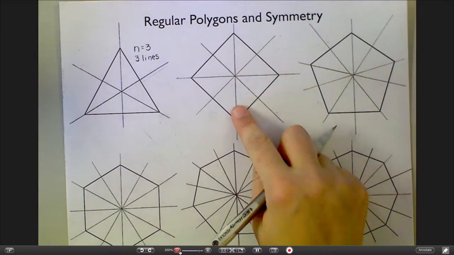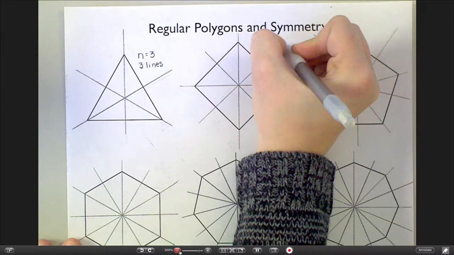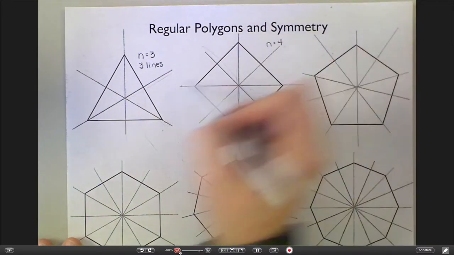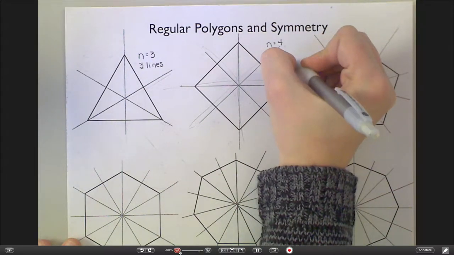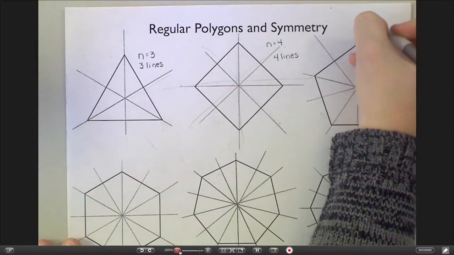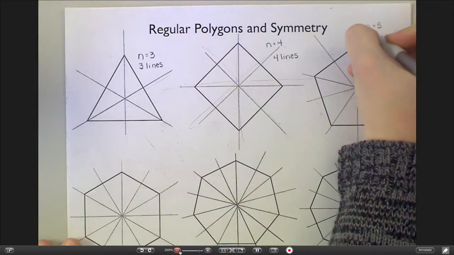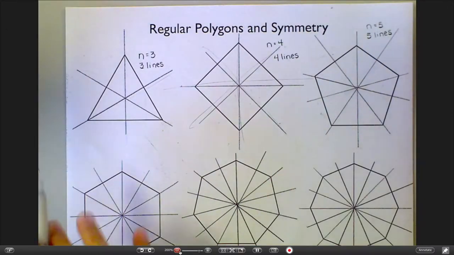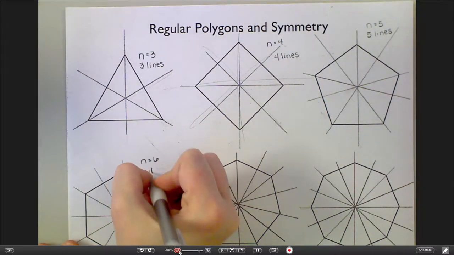Okay? What does n equal here? 4. How many lines of symmetry do you have? 1, 2, 3, 4. So when n equals 4, you have 4 lines of symmetry. Here, n equals 5. How many lines would you guess are there? Probably 5. Yeah. And I could continue that all the way down here. Here, n equals 6. So there are 6 lines of symmetry.